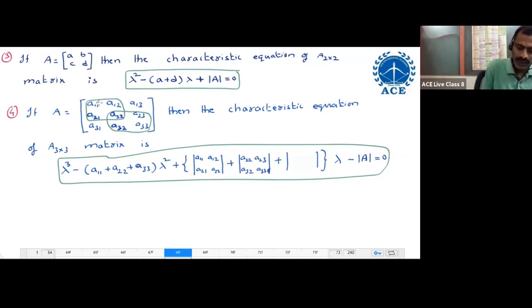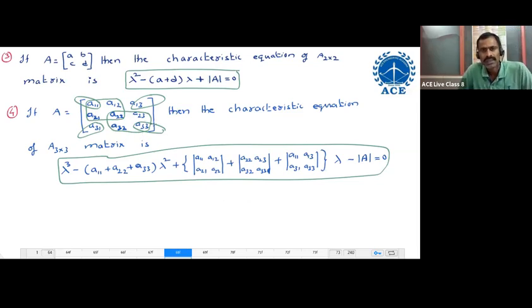The other one is the corner elements determinant, that is A11, A13, A31, A33. That's all. Like this we can write. Without finding the minors and cofactors, directly we can add, in the 3 by 3 matrix, the very first 2 by 2 determinant, the very last 2 by 2 determinant, and the corner elements determinant, to get the third order characteristic equation.